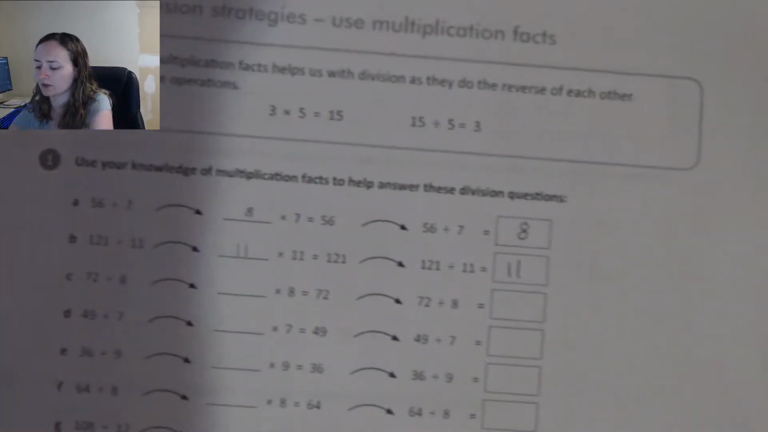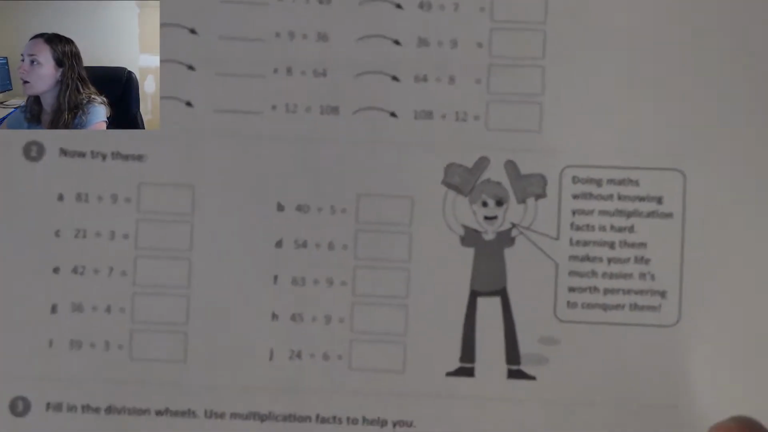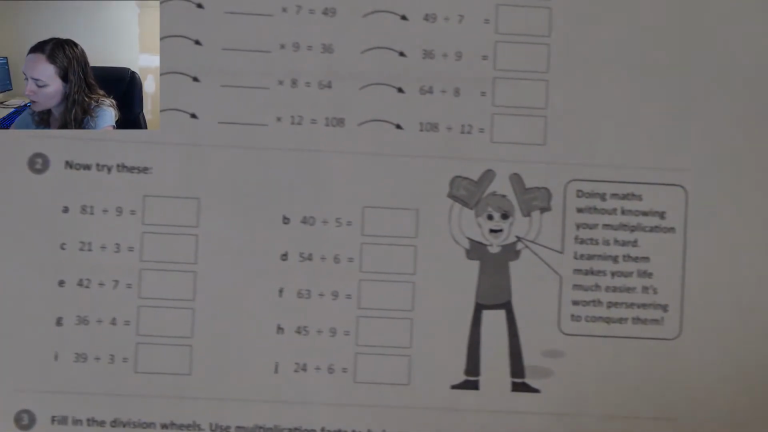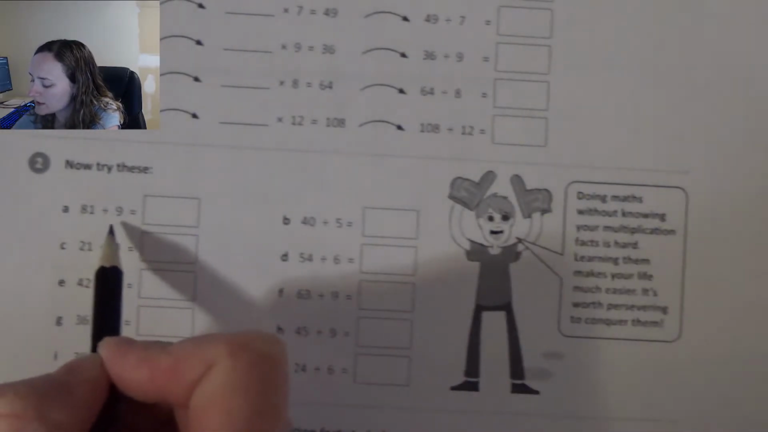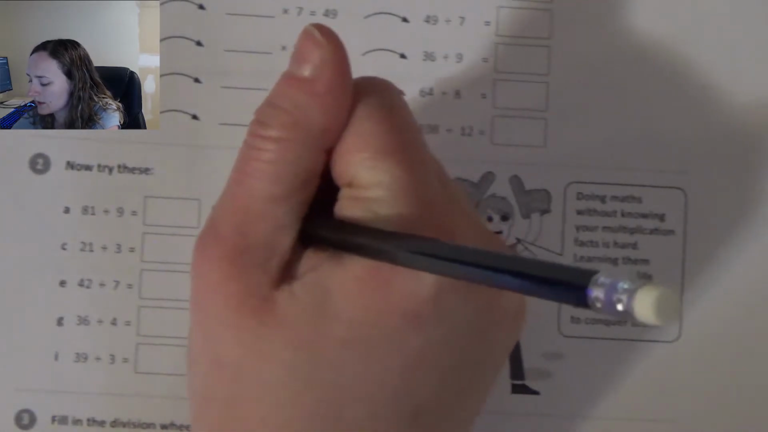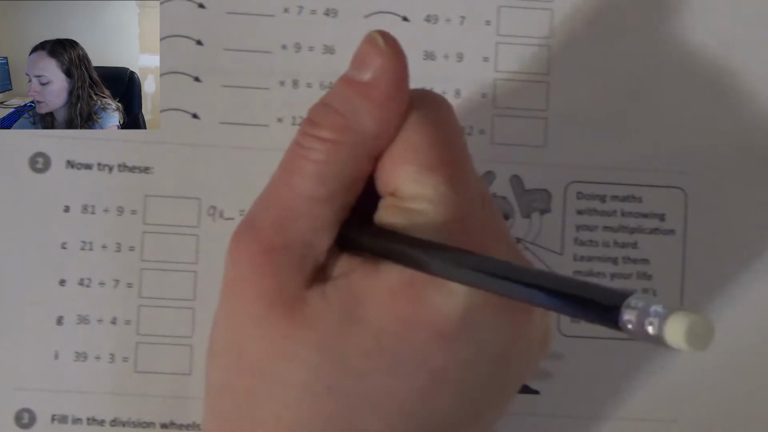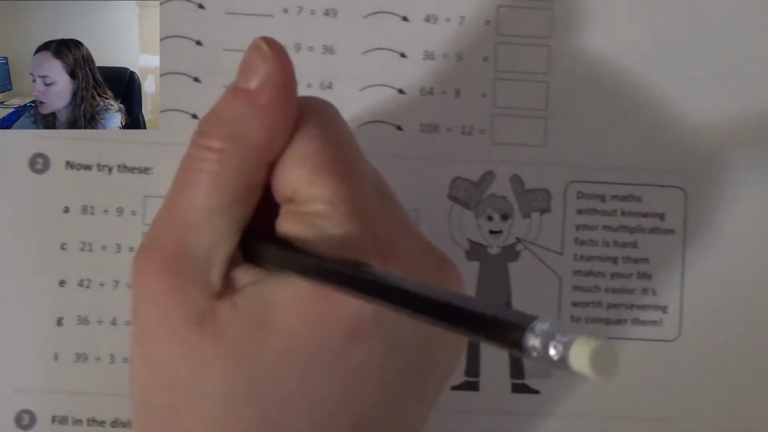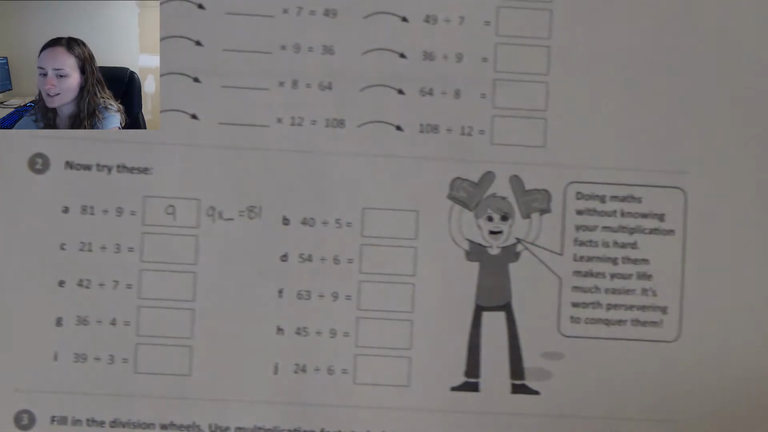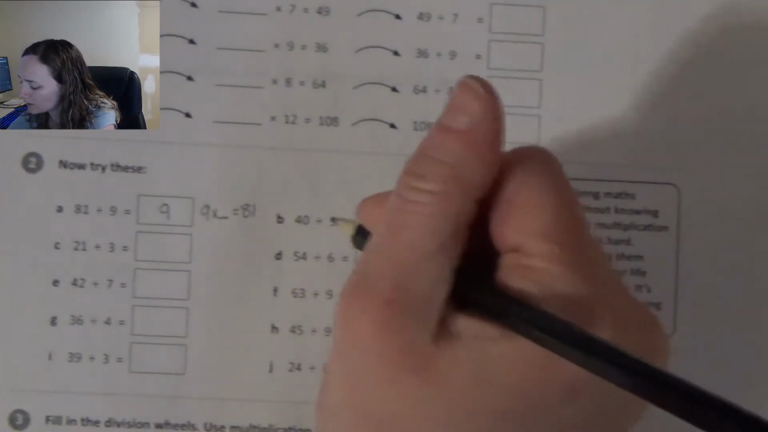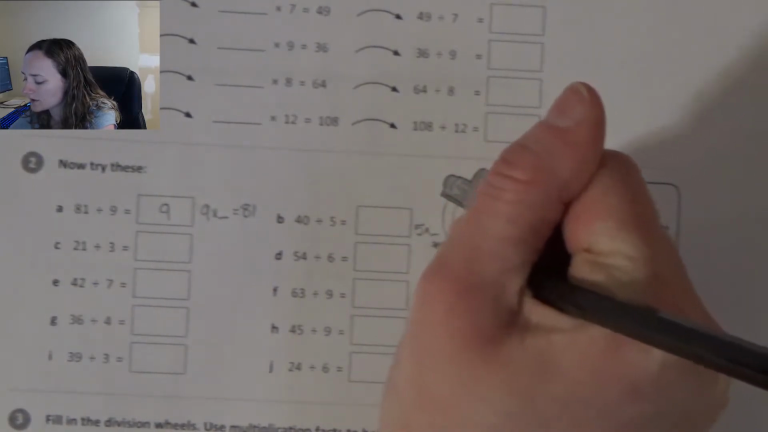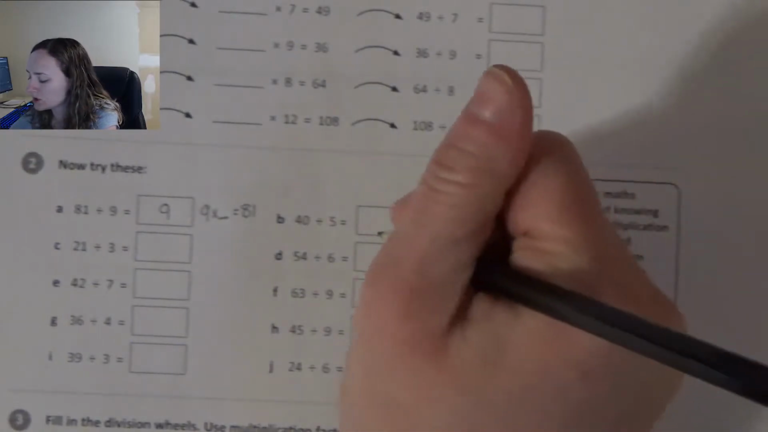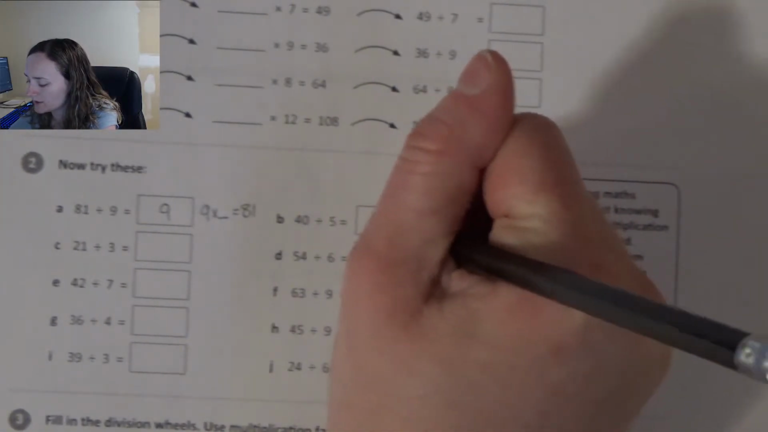I'm just moving my microphone here so I can move this up so you can see the next bit. All right, so for part 2 here, we're going to try these again using your multiplication chart to figure them out. So 81 divided by 9 is the same as 9 times something equals 81. And I can go to my multiplication chart and find out that that is, in fact, 9. For B here, 40 divided by 5 is equal to something. Well, 5 times a number gives me 40. And I'm going to go to my multiplication chart, and I will find out that that number is 8.